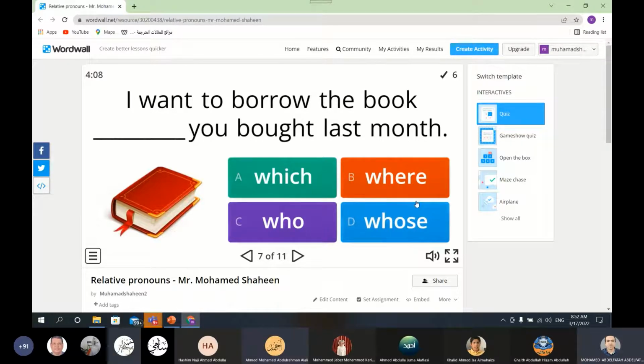I want to borrow the book. Here I refer to the book. Which? Which you bought? Why which? Because we are talking about the book.